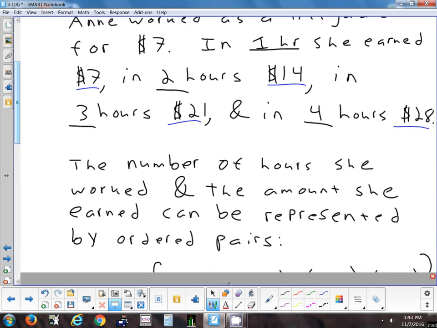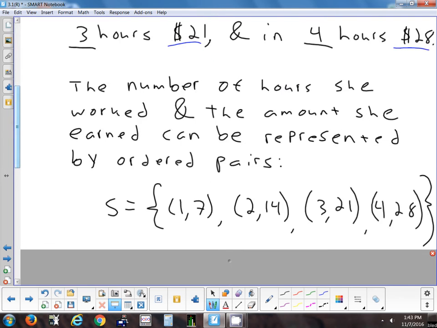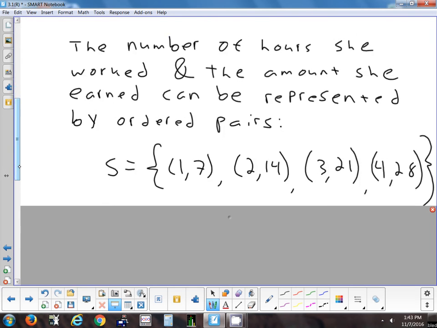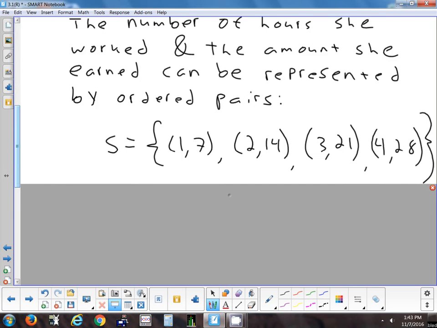So the number of hours she worked and the amount of money she made can all be represented as ordered pairs. Here's exactly the same thing I just read, but a lot shorter. Guys, for those ordered pairs, you have S equals, then you have some brackets. Write those coordinates in on that first section where it says S equals and there's a big blank spot with brackets. You don't have to write the brackets, but make sure you write the parentheses.